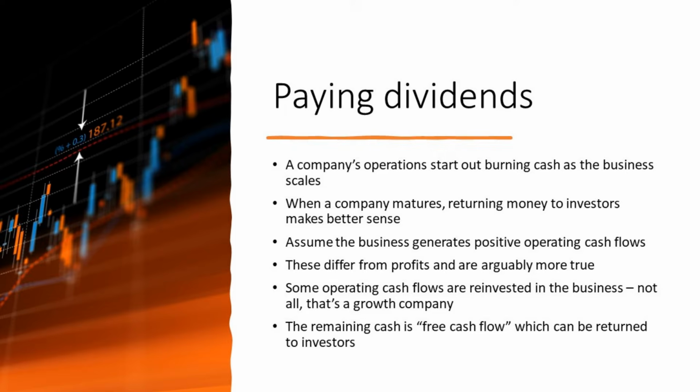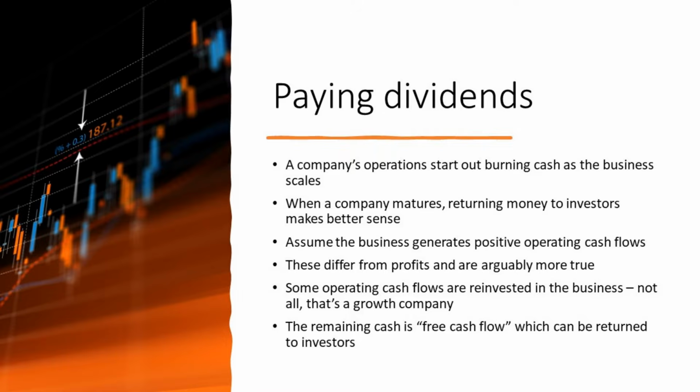So when we look at dividend-paying stocks, it's quite simple. A company's operations start out burning cash as the business scales. So this is the traditional disruptive growth business that we would cover and analyze. When those companies mature, they start returning money to investors because that makes better sense. The growth days are over. Now, before you can return money to shareholders, it makes sense that your business is generating positive operating cash flows. That's where the money comes from.